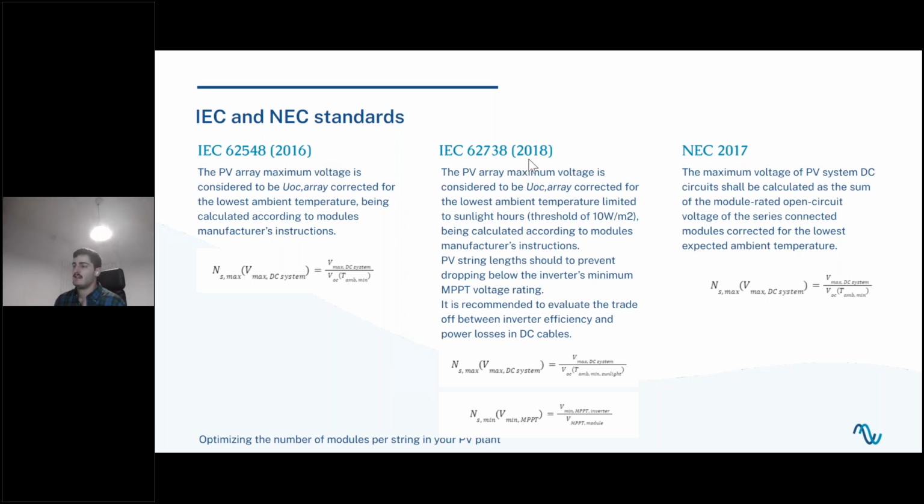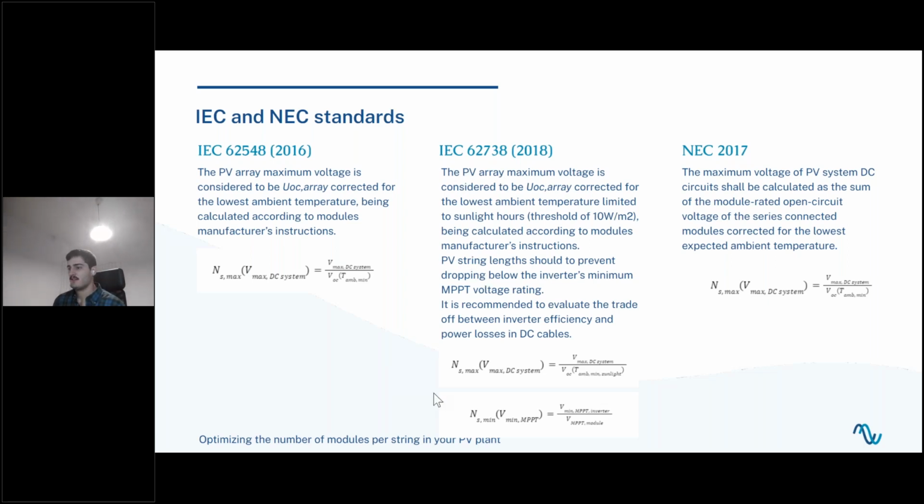Then the IEC from 2018 explains that we must also consider that open circuit voltage when calculating the maximum number of strings, being corrected with the lowest ambient temperature, but being limited to sunlight hours with a threshold of 10 watts per square meter. So they give this a small threshold so that when we take into account that lowest ambient temperature, we are sure that there's some radiation also reaching the modules.